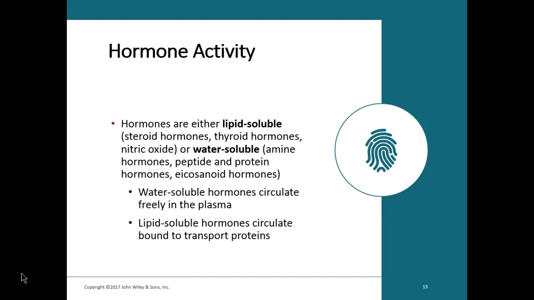Lipid-soluble hormones include the steroid hormones, thyroid hormones, and nitric oxide. Steroid hormones are derived from cholesterol. Thyroid hormones, T3 and T4, are made when we attach iodines to amino acids, and nitric oxide is both a hormone and a neurotransmitter. The water-soluble hormones include amine hormones, peptides and proteins, and eicosanoids.